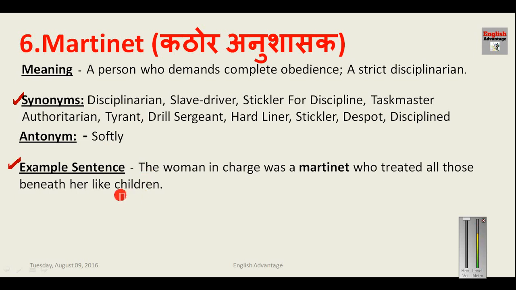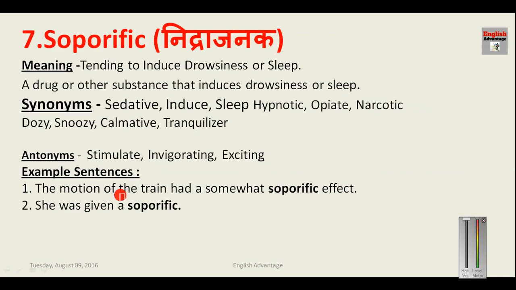Very good sentence. So martinet means a person who demands complete obedience, a very strict person, a taskmaster you can say, or you can say stickler or hardliner. So these are very common words. Now let us look at the next word, soporific.